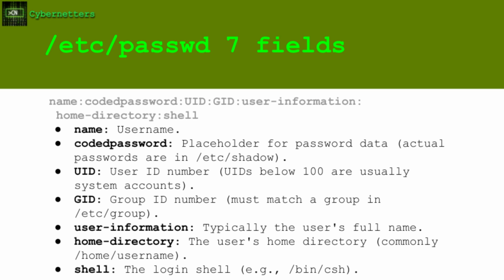GID, or group ID, links the user to a group in /etc/group. And then you have the user information, which is typically the full name of the user, but not always required. And then you have the home directory, which is the default directory the user lands in after logging in, for example /home/username, and then the shell, which defines the user's login shell, like /bin/bash. This file is very important for managing users, but passwords aren't stored here anymore. They are moved to /etc/shadow for security reasons.